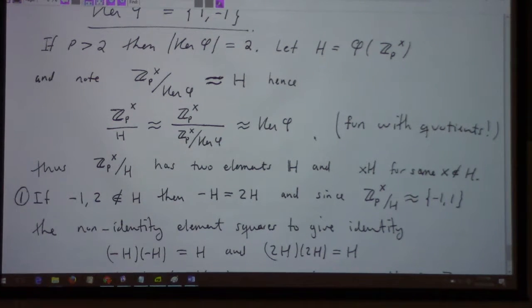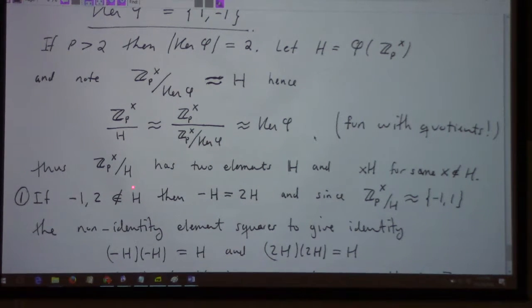Aha! But the kernel has 2 elements in it, right? So this has 2 elements, which means that there's the coset h and the coset xh for some x which is not in h. And then, suppose minus 1 and 2 are not in h. In other words, this would be like case 1, there's case 2. If we can show that neither of these things happen, it forces case 3, then we're done.